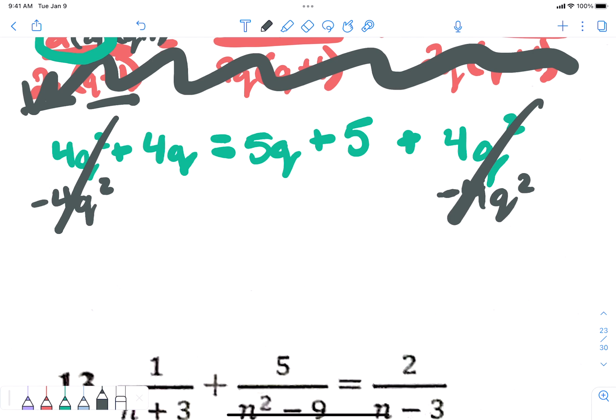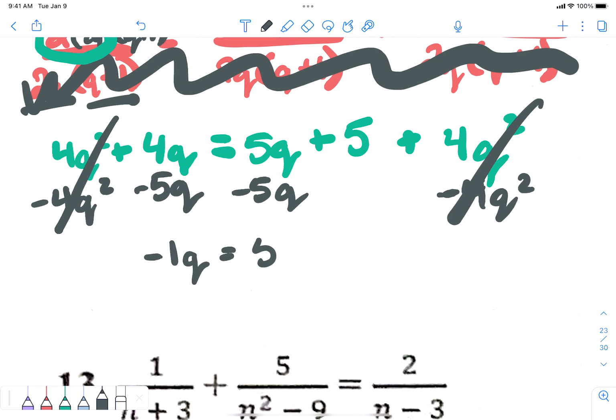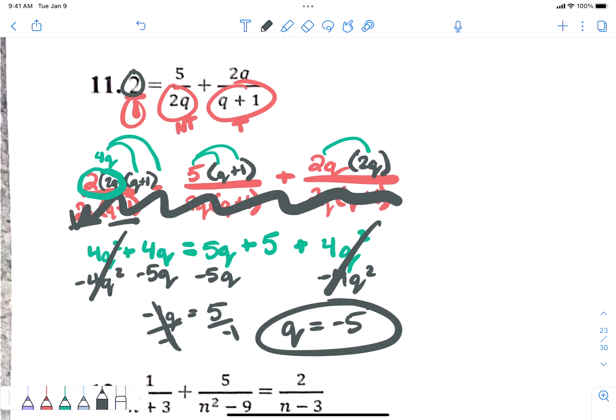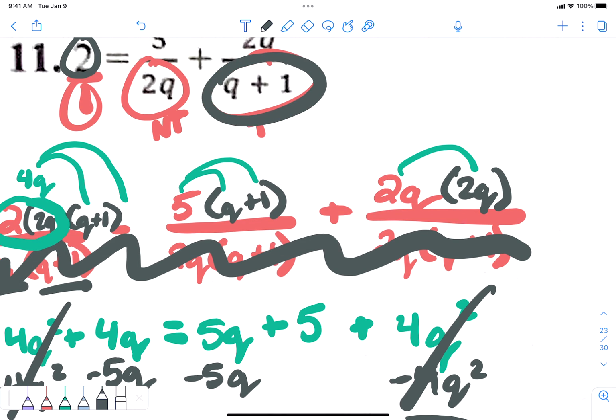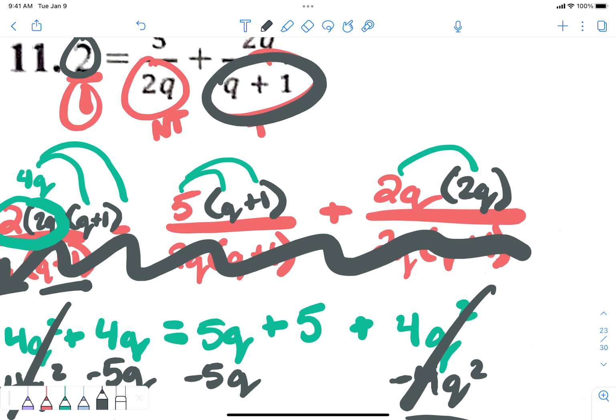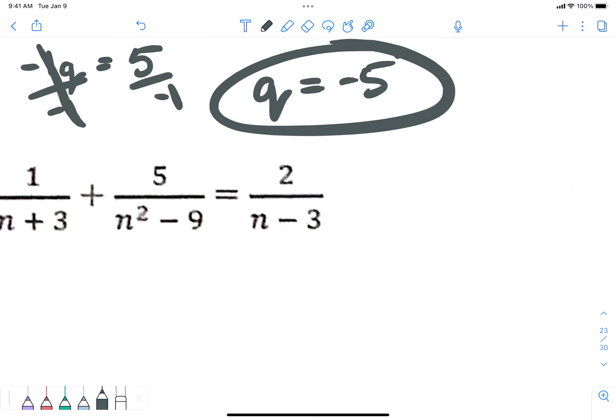Normally I would subtract the 4q, but I'm going to minus a 5q because the 5's already on that side. So I will have negative 1q equals 5, then you just divide by a negative 1. q is going to be negative 5. All right, can q equal negative 5? Yes. What can q not equal? Negative 1. What else can q not be? 0. So q can't be 0 and q can't be negative 1, but negative 5 is okay, right?